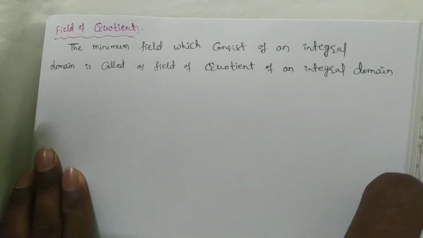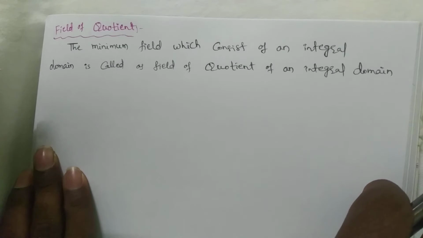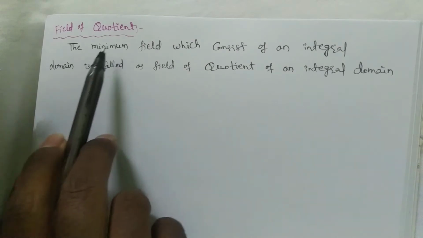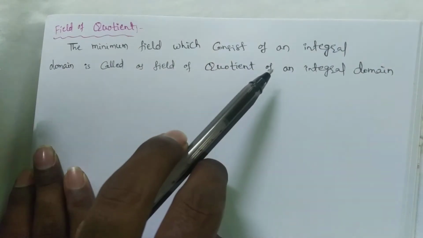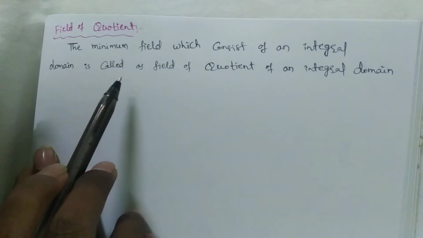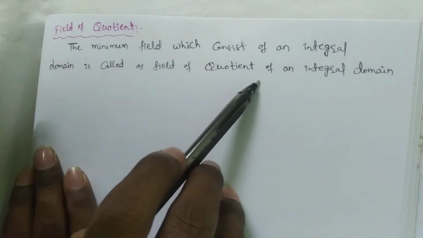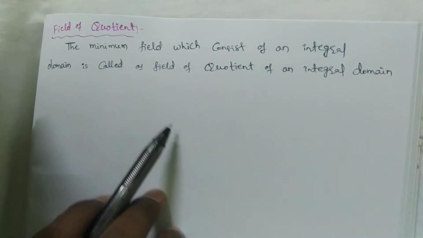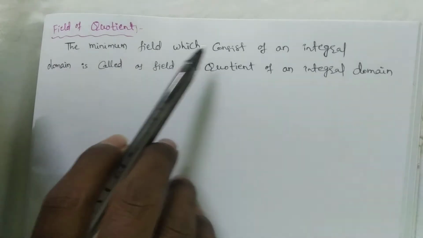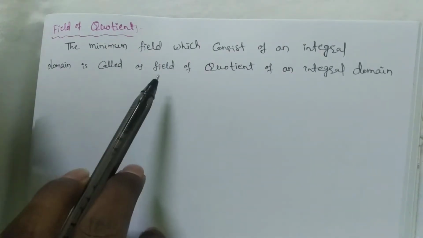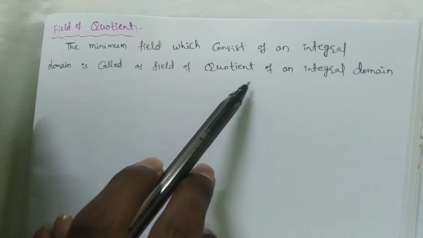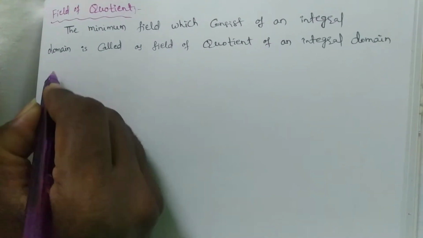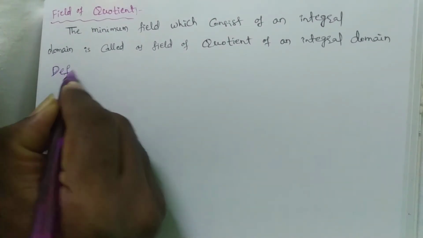Today our topic is ring homomorphism. In today's topic, the field of quotient: the minimum field which contains an integral domain is called the field of quotient of the integral domain. Right, another definition.